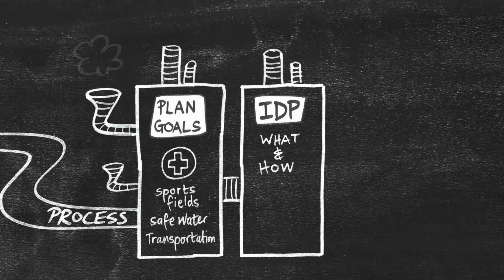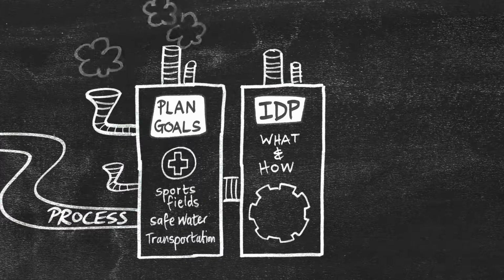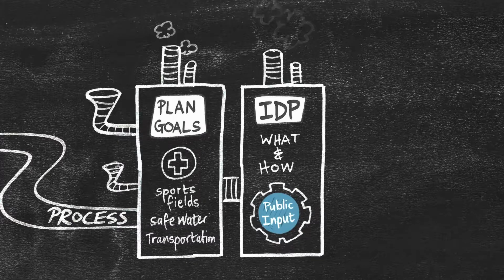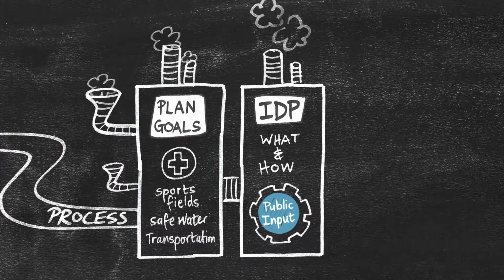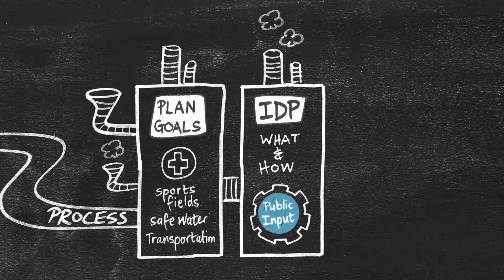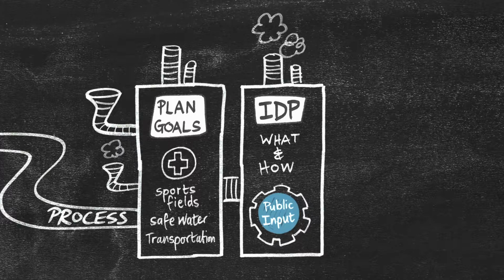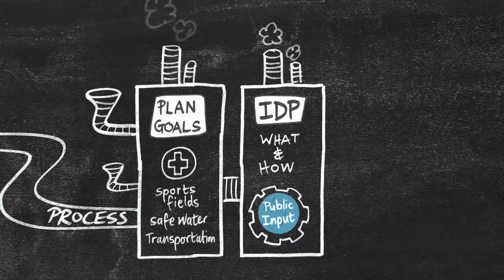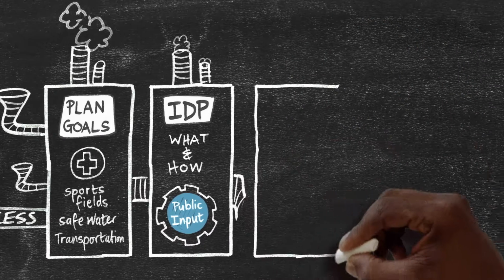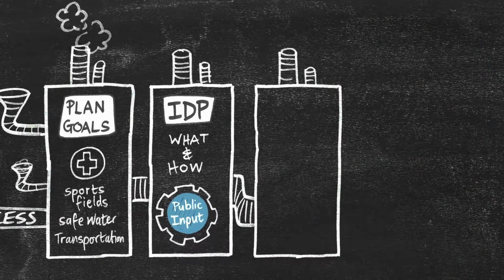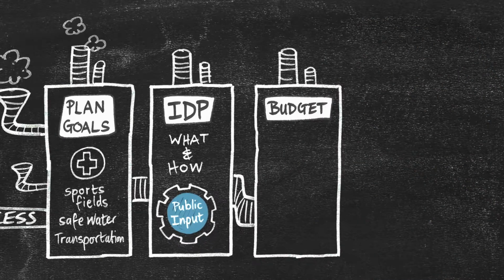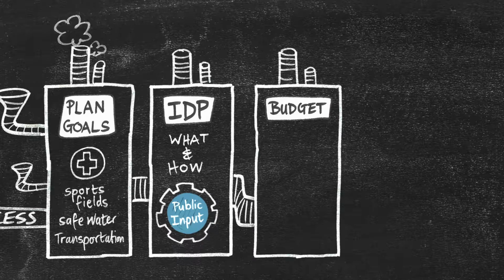There is a time for the public and interested organizations to look at the proposed IDP and give input. This is the time when you can tell the municipality what you think is missing from your community or neighborhood and what is important to you and your family. Once the IDP is complete, the municipality will create a budget to reflect this planning.